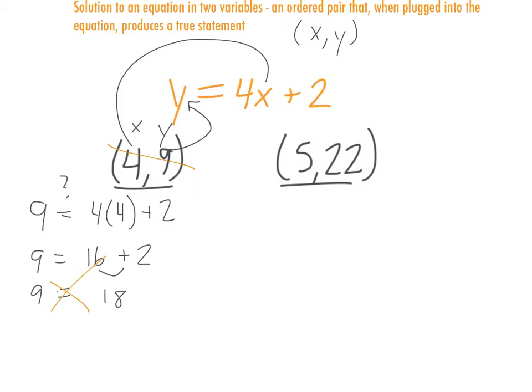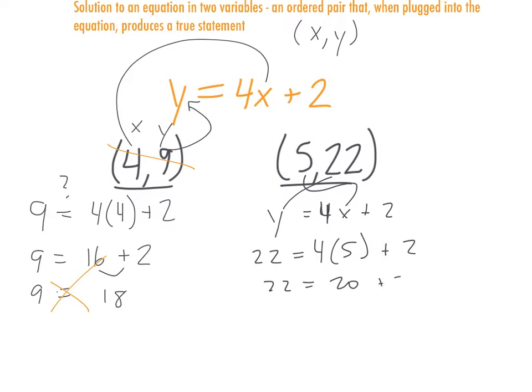Let's plug in (5, 22). Same kind of thing. y equals 4x plus 2. And so, again, put the 5 where the x goes and the 22 where the y goes. So 22 equals, that's a 4, sorry, 4 times 5 plus 2. So does 22 equal 20 plus 2? Well, last time I checked, yeah, 20 plus 2 is 22. So what does that mean? It means (5, 22) is a solution of that equation in two variables.